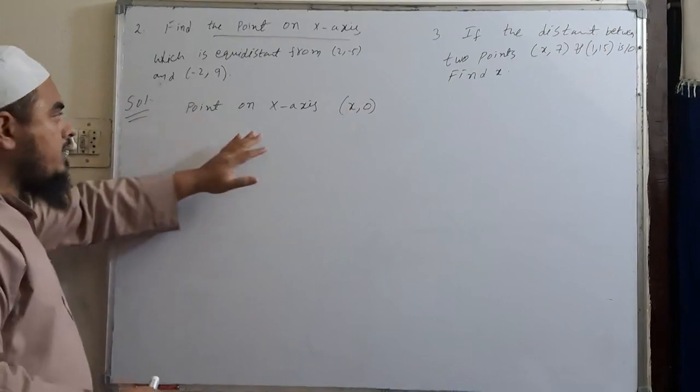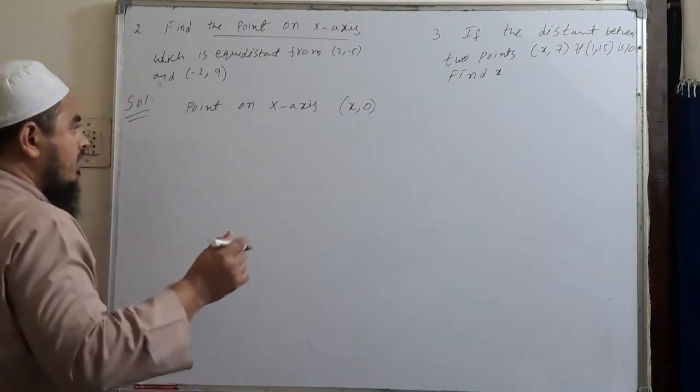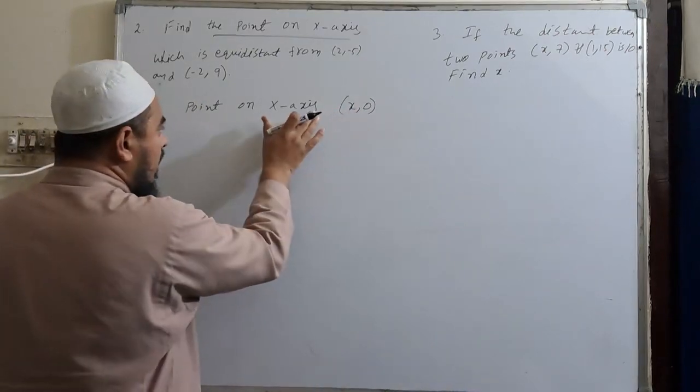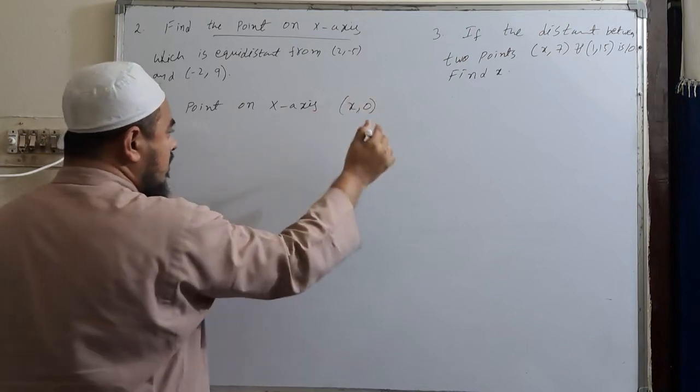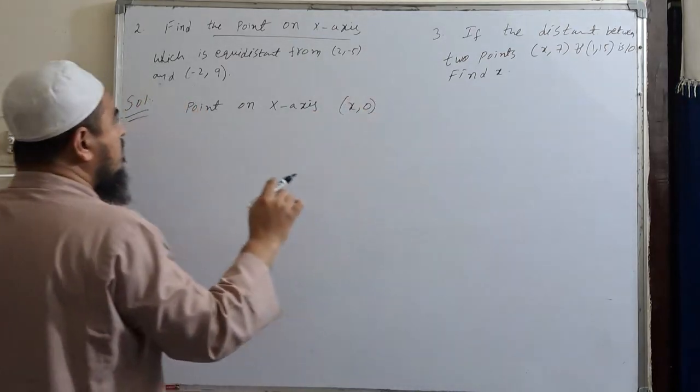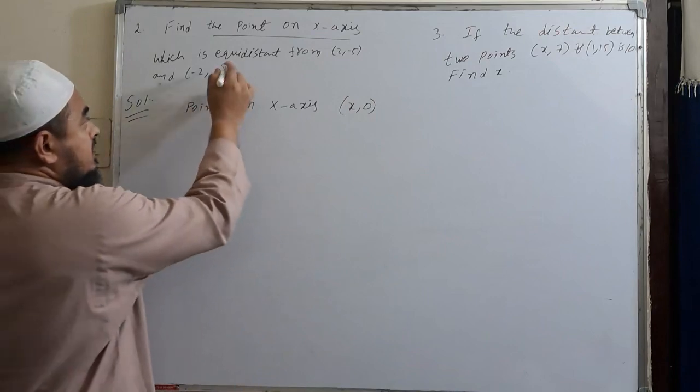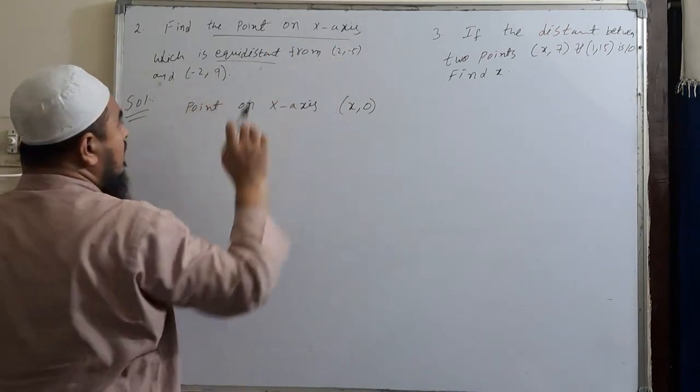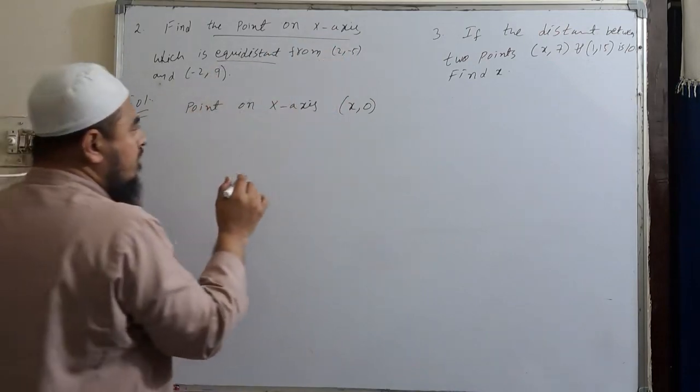Here they have asked to find the point on x-axis. So we have taken it as x comma 0. On x-axis y coordinate will be 0. On y-axis x coordinate will be 0. Okay. Which is equidistant from 2 comma minus 5 and minus 2 comma 9 they said.